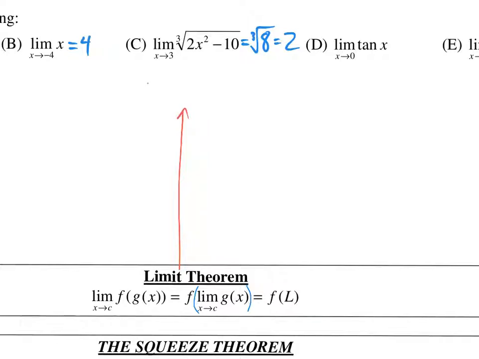I could rewrite this as the cube root of the limit as x approaches 3 of 2x squared minus 10. And then I would say, okay, well I know that parabolas are always continuous, so I know for sure I can do direct substitution with that. I do that and I get 8. And then we're back to, okay, now the cube root of 8 is 2. So there's kind of 2 ways you could have thought through that one in order to figure it out. Okay?